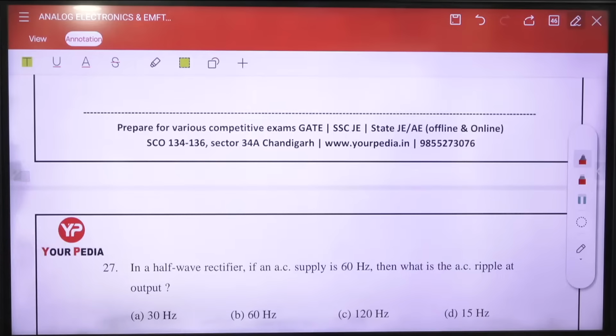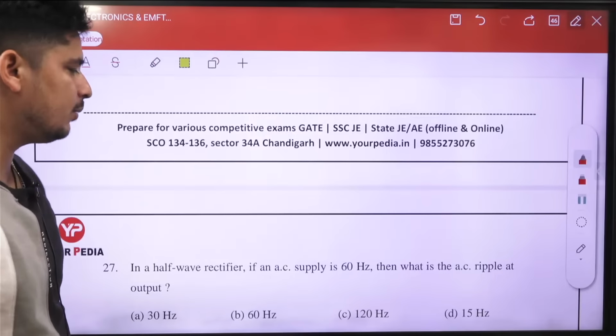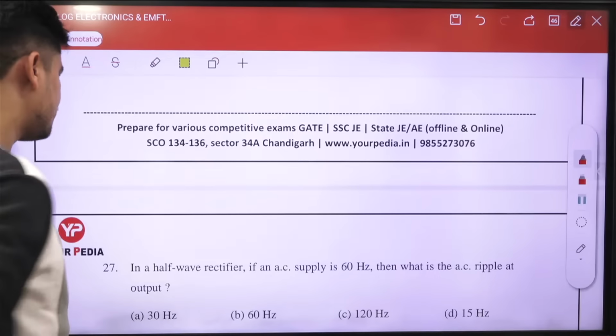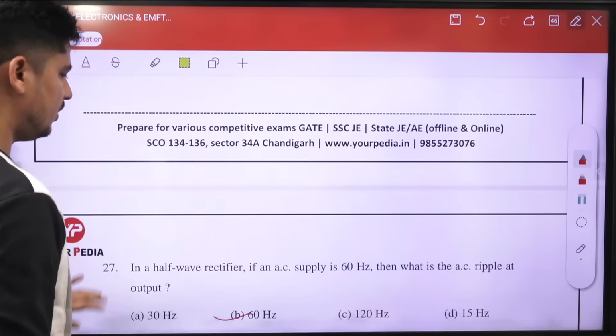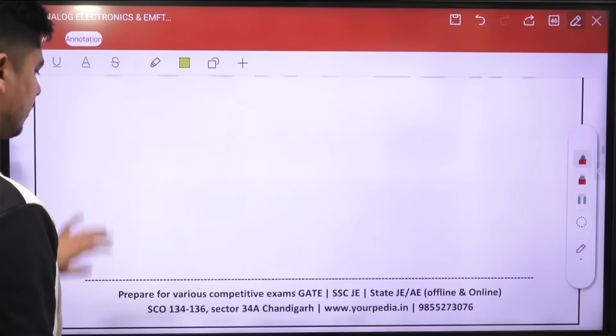For a half wave rectifier with an AC circuit supply voltage of 60 Hz, what is the AC ripple at the output? In a half wave rectifier, the input and output frequencies are the same. So it means it will be B, 60.